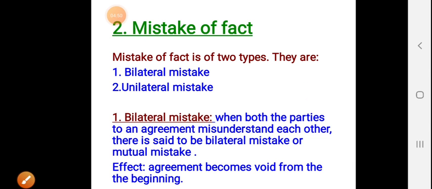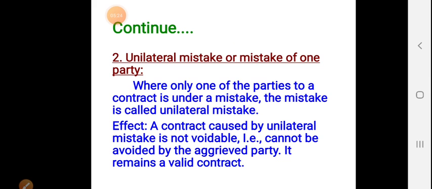Mistake of fact has two types: bilateral mistake and unilateral mistake. Under bilateral mistake, when both the parties to an agreement misunderstand each other, there is said to be a bilateral mistake or mutual mistake. Bilateral means the mistake is from both the parties. Effect: the agreement becomes void from the beginning. If there is a bilateral mistake, the agreement becomes void from the beginning.